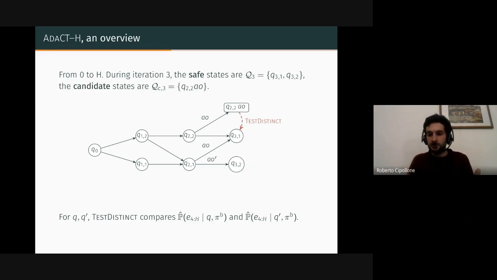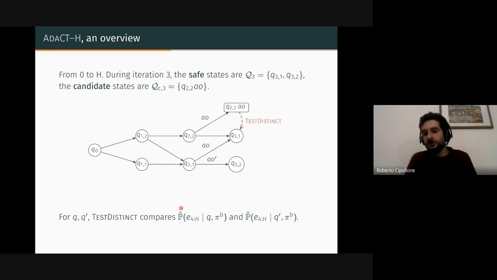Now, what does it mean to look different? The comparison is made depending on the distribution that they induce over the suffixes. If we are in a state Q and the behavior policy is fixed, we don't know it, but it's fixed, then there is a probability distribution over the remaining part of the episode. We compare it against the other state, which might be a safe one, and we compute a difference, basically, or we apply other metrics.